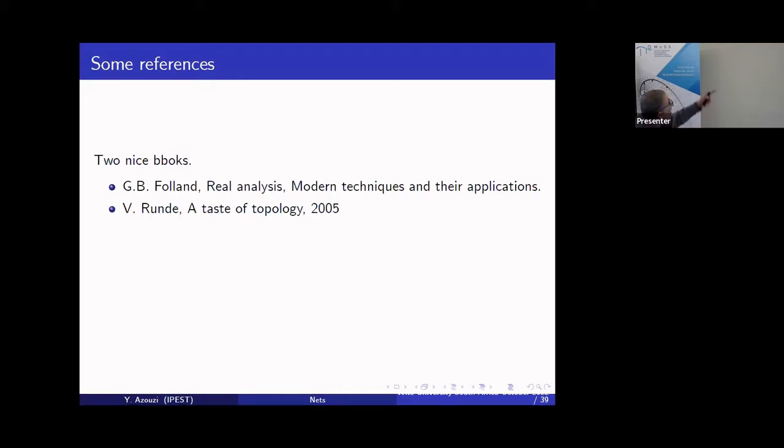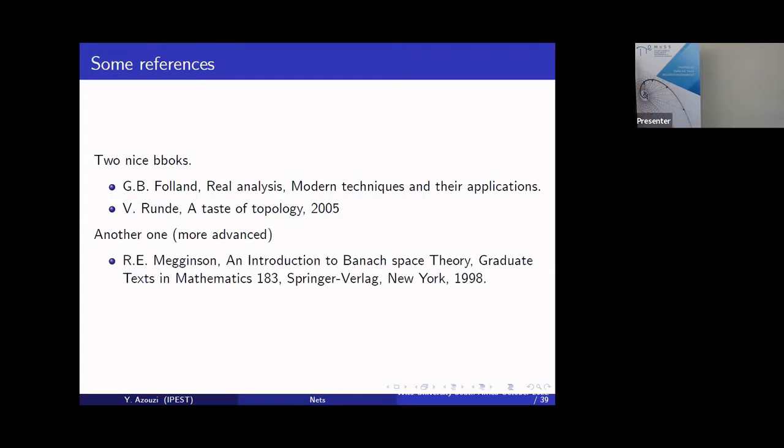Okay, I can mention two nice books. One is the book of Folland, where chapters 4 and 5 work with nets. And the book of Rand, called A Taste of Topology, where nets are used. In functional analysis, where several advanced results are proved, we can see them in the book of Megginson.